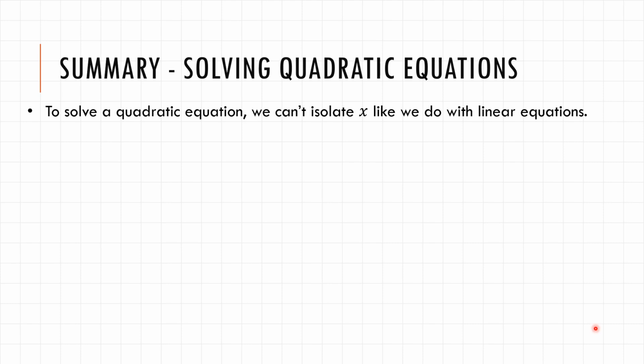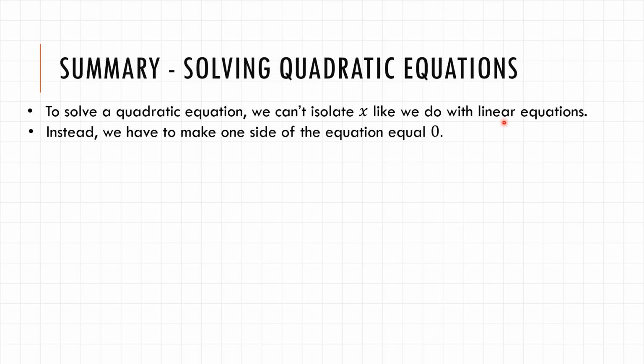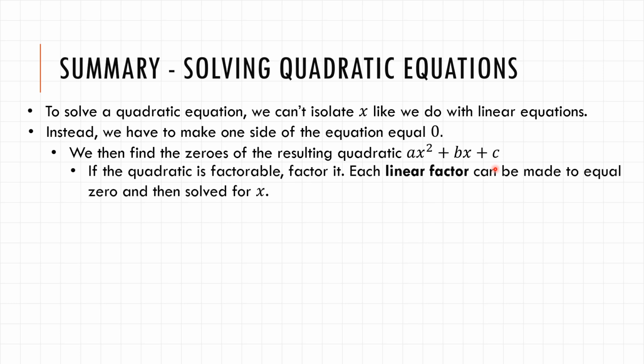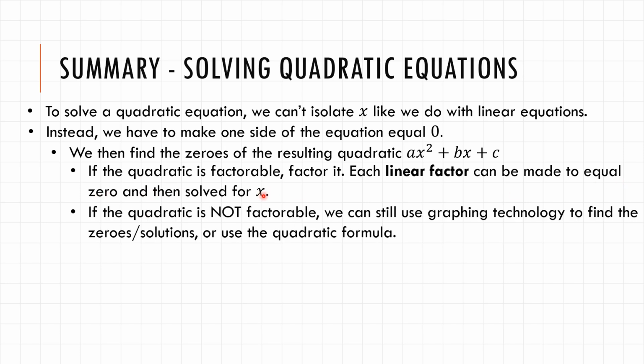To solve a quadratic equation, though, we can't just isolate x like we would if this was linear. Instead, we make one side equal 0, and then you find the zeros of the resulting quadratic that's on the other side. If the quadratic is factorable, you can quickly factor it, and then each of those factors, we can make equal to 0 and then solve for x. But if it's not factorable, then we have other strategies that we have to turn to, like graphing or even something called the quadratic formula.